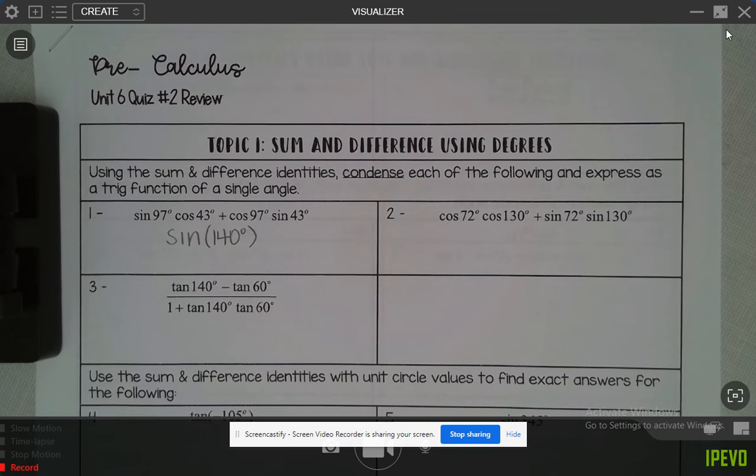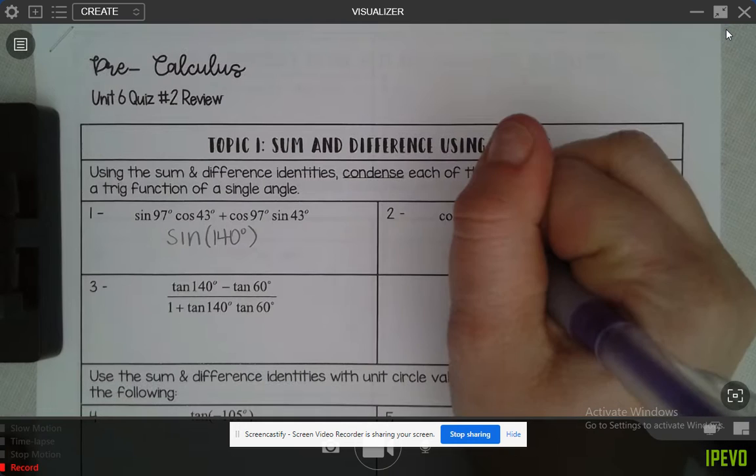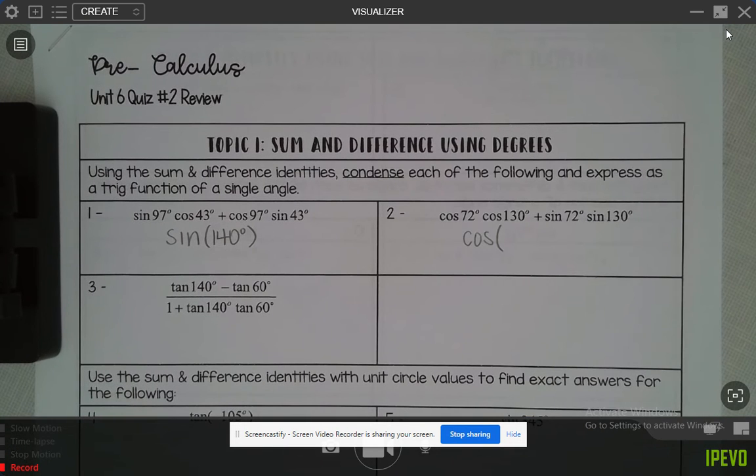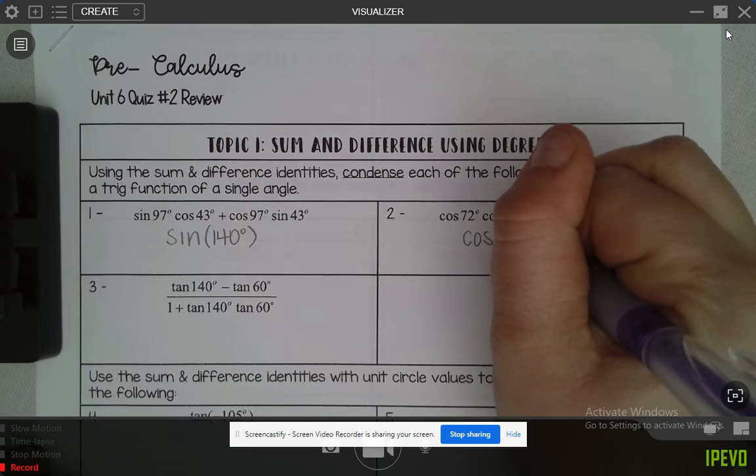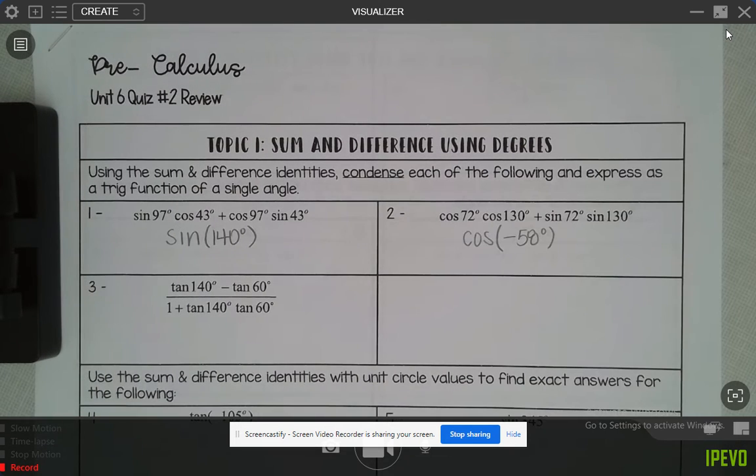Number 2, sine, cosine, or tangent. This is cosine. Is this sum or difference? This is difference because it's being subtracted. So this is the cosine of what angle? 72 minus 130. It's negative 58 degrees. If you have to, do that math on the side. Okay? It won't take you that long to figure that out.